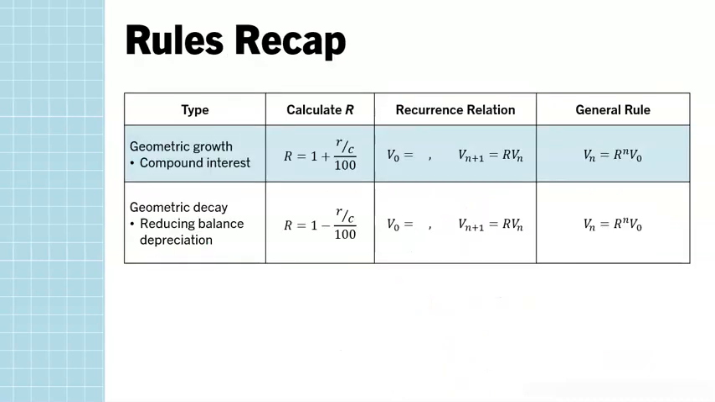So just finally, a quick recap of all the rules. They are all basically exactly the same. The biggest thing that we need to check though is what type of geometric movement do we have. If we have growth, we need to make sure that when we're calculating R, we are adding that rate to 1. And if we've got decay or depreciation, we're minusing. But our recurrence relations and our general rules are exactly the same for either form. So look for those keywords, check which is the rule that you should use, and go from there. You should be okay.